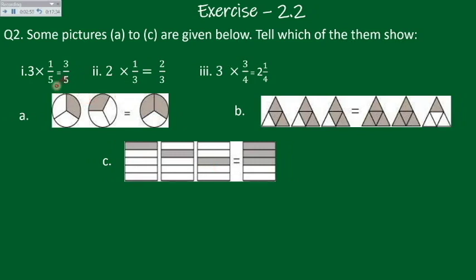Now what is the meaning of 3 upon 5? So the answer should be 3 upon 5. 3 parts shaded out of 5. So 1, 2, 3, 4, 5. Total parts we have 5, in which we have only 3 shaded parts. Okay. Now see the next question.